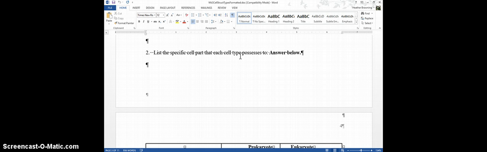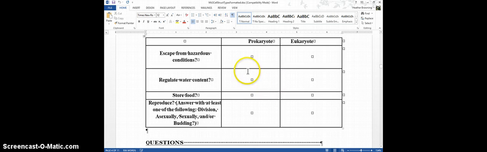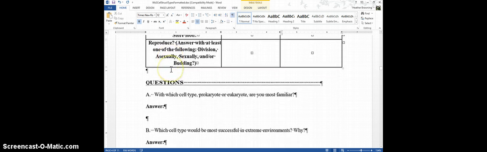Oh, that's because there's an answer below. So to do what? So escape hazardous conditions, you put whatever your answer is in, regulate water content, store food. This one is not going to be the cell part, it's going to be which of the following it does. Does that look weird? It does. That's why. Let's check this one. Always the tabbing. And as always, if these little things bug you, hit the paragraph symbol. They go away like magic. But they make me happier when I'm editing.